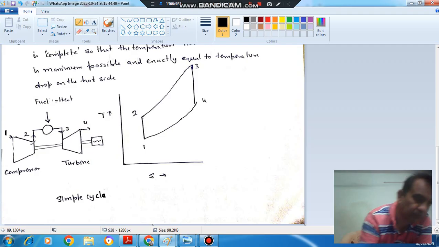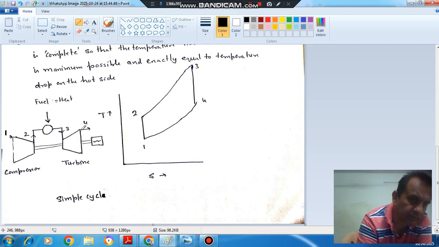starts from the compressor inlet at point A. Air is sucked into the compressor and it is compressed. Then this air is fed to the combustion chamber, where fuel, internally or externally, heats this air. Then this is fed to the turbine, which produces work and also drives this compressor.